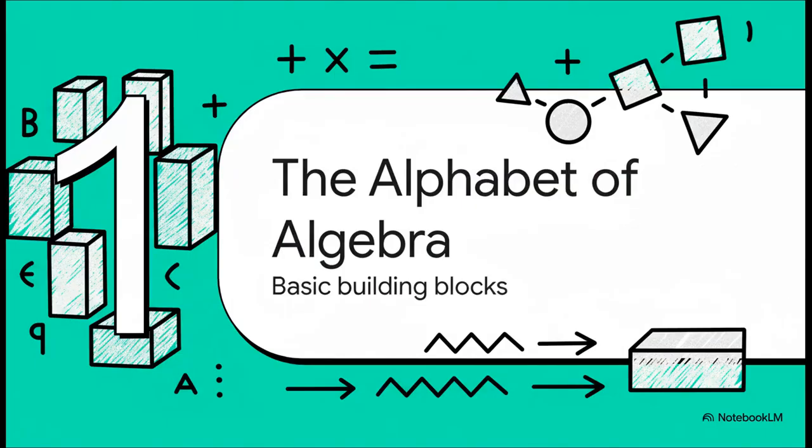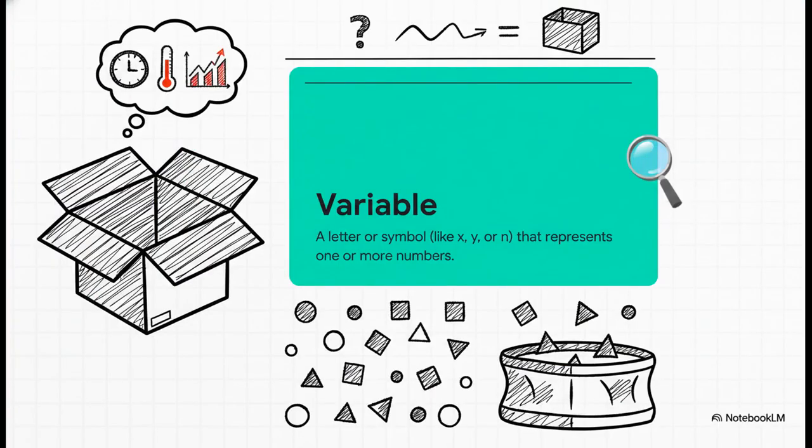And just like any language, you can't just jump in and write a novel. You have to start with the alphabet. We need to get familiar with the basic building blocks before we can start forming sentences. So first up in our new alphabet is the variable. Honestly, this is the absolute heart of algebra. Just think of a letter like X or Y as a placeholder. It's kind of like an empty box that can hold any number you need it to. Maybe it's the number of people in a room, the temperature, or the cost of something. Its value can vary, hence variable.